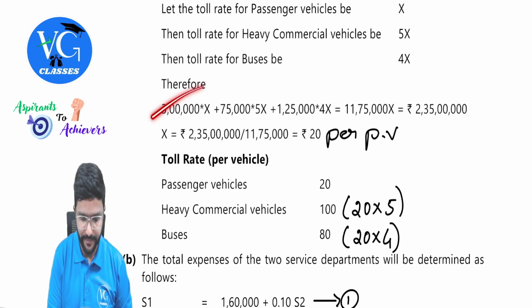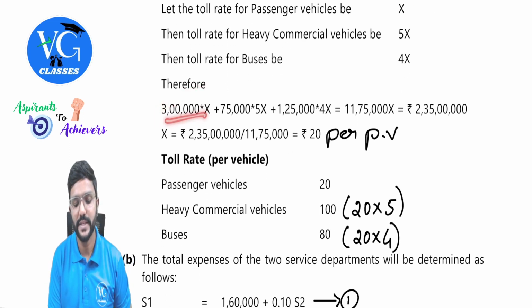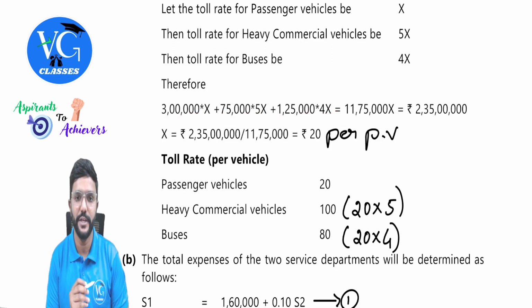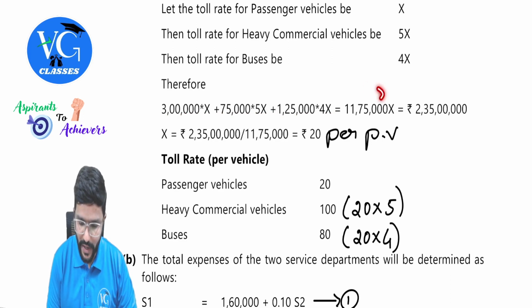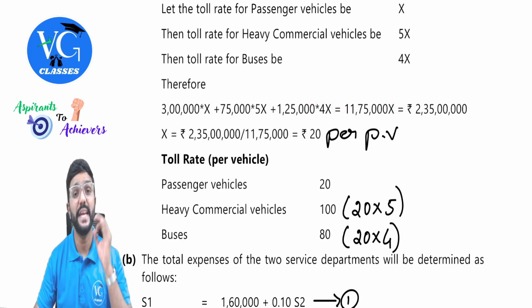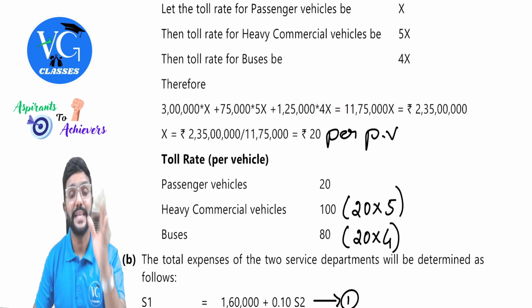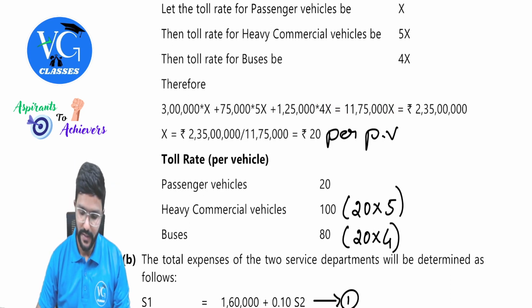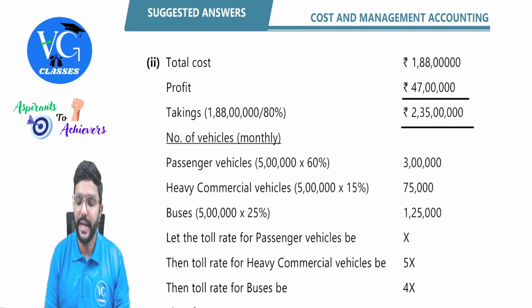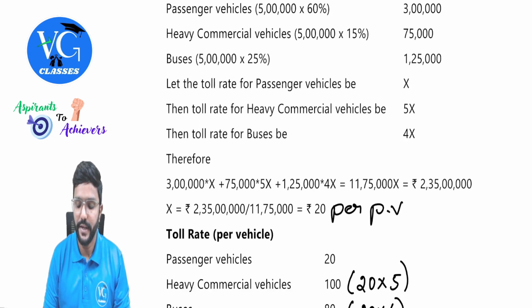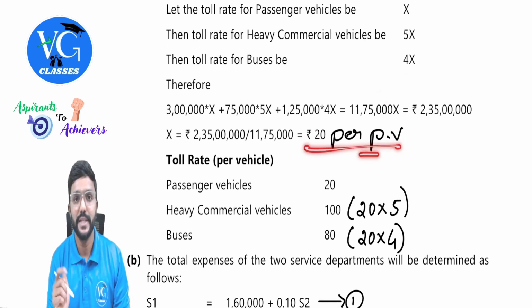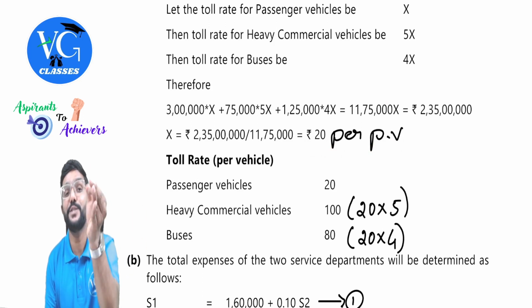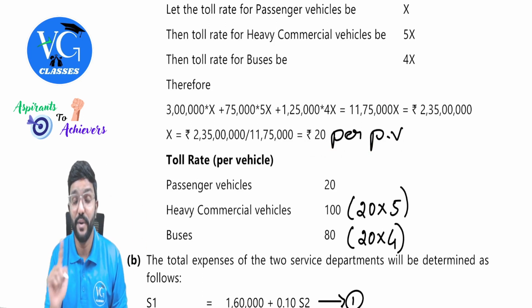That is what they have done here. 3 lakh plus 75,000 into 5 plus 1,25,000 into 4. Yes, sir. This will give us 11,75,000 equivalent passenger vehicles. Now divide. What is the total takings? 2 crore 35 lakh divided by 11,75,000. We will get 20 rupees. That 20 rupees is per passenger vehicle, guys. Please be careful. Per passenger vehicle.